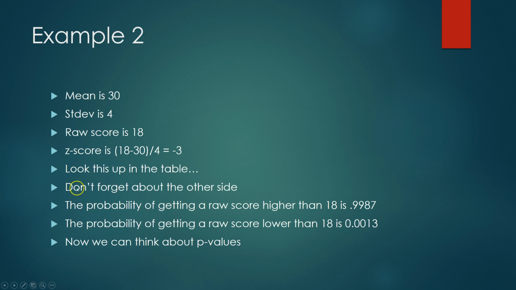And if we go back to our slides, we'll see that if we add the 50% to the 49.87, the probability of getting a raw score higher than 18 is 0.9987, or the chance is 99.87%. And the probability of getting a raw score lower than 18 is 0.0013. So that means that we have a very tiny, minuscule probability of getting a raw score that's lower than 18. And we have a very high chance of getting a raw score that is going to be higher than 18.